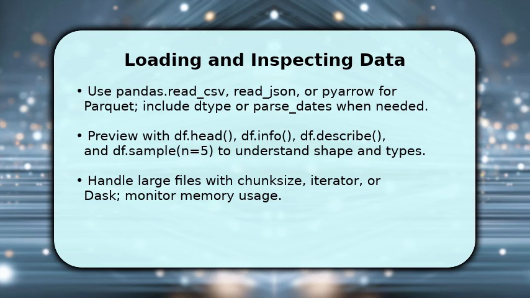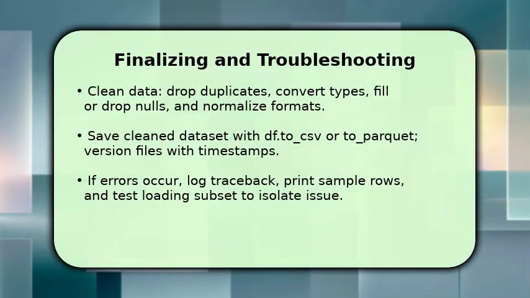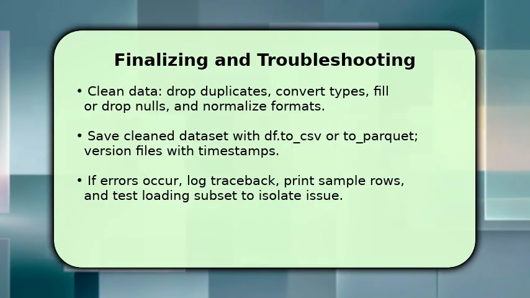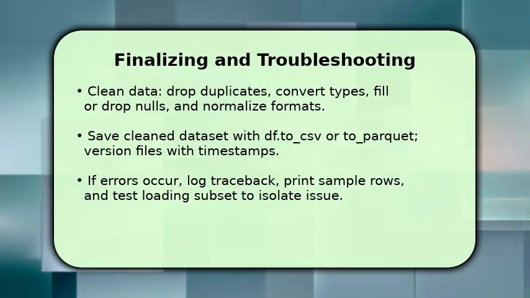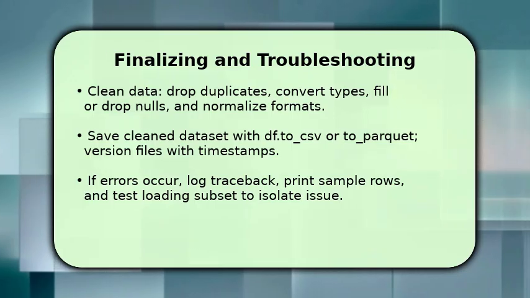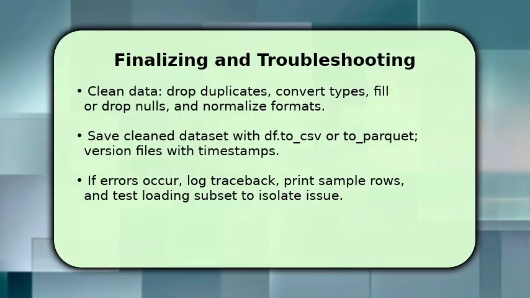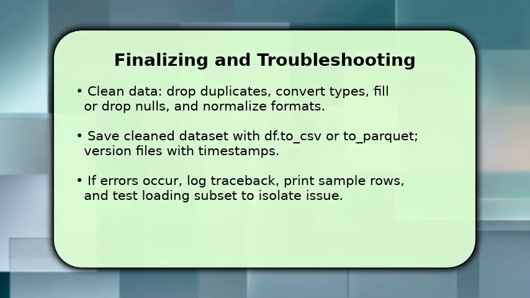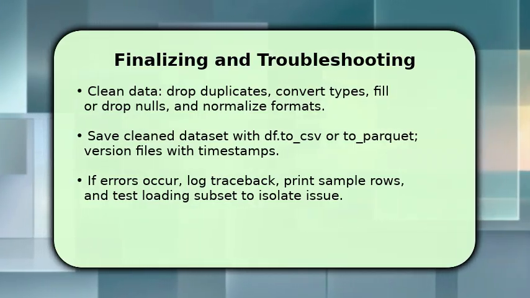You finish by cleaning and saving a reproducible dataset. Remove duplicates, convert types, fill or drop nulls, and normalize date formats. Once stable, export to CSV or Parquet and include a timestamped file name for versioning. Make sure to commit the notebook and note package versions.